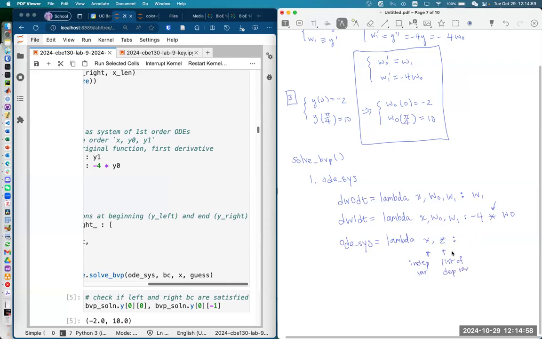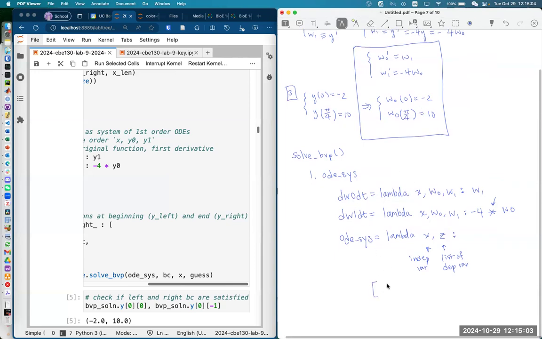And then it takes in a list. I'll just write it here as one line. So the list will contain dw0 dt evaluated at x, and then unpack syntax of z. So we're unpacking all the parameters of z into w0 and w1, and comma the next item, so dw1 dt evaluated at x, and then unpack syntax z. So these are the same as solve IVP. So be sure to know how to do this so that you are well prepared for the midterm.